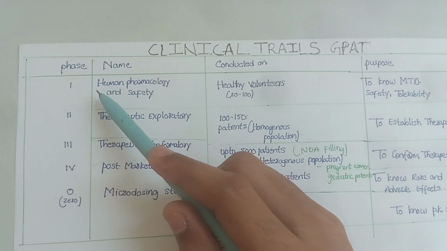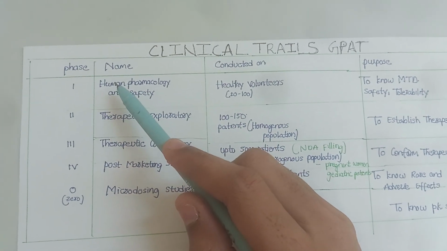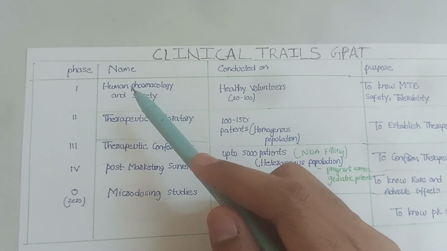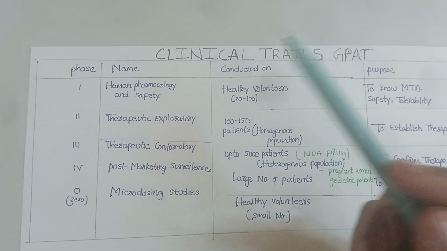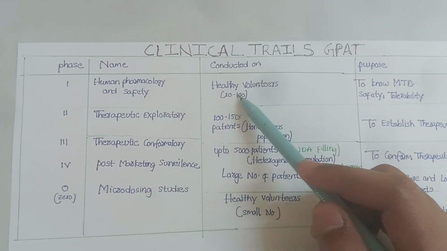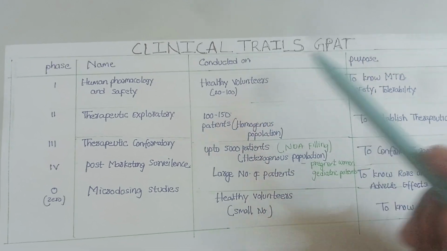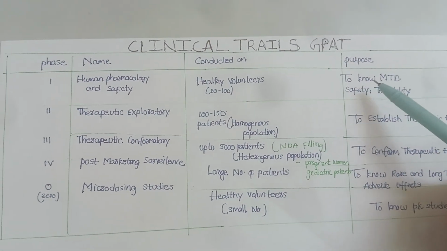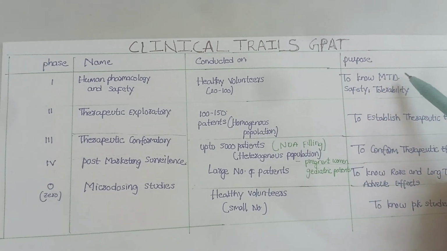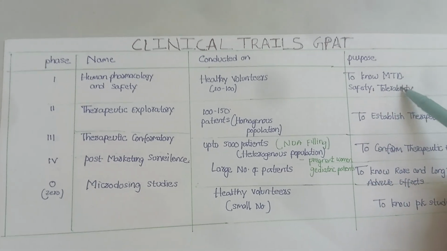In phase 1 of clinical trials, the name is human pharmacology and safety. It is conducted on healthy volunteers, that is healthy human beings or healthy subjects. Nearly 20 to 100 volunteers are taken, and the purpose of phase 1 clinical trials is to know your maximum tolerable dose and safety and tolerability.